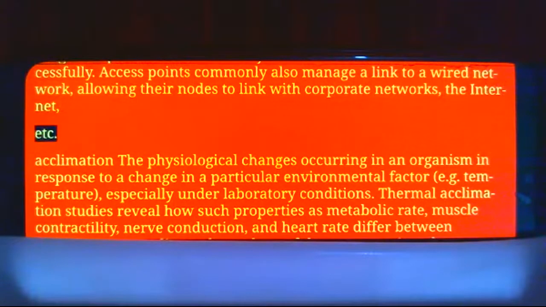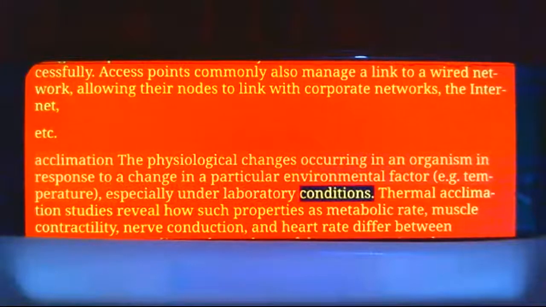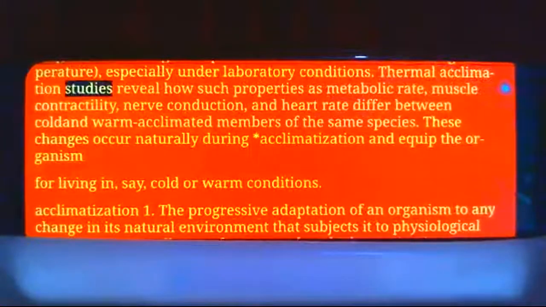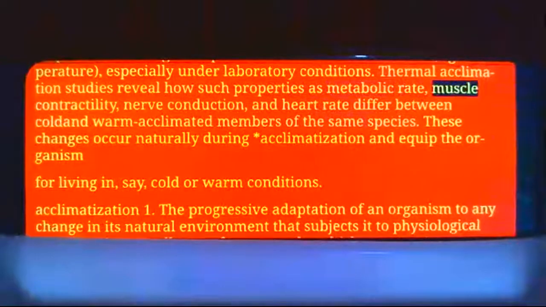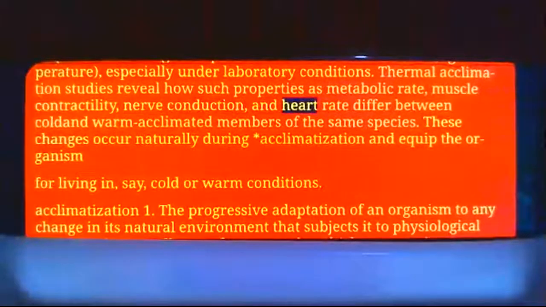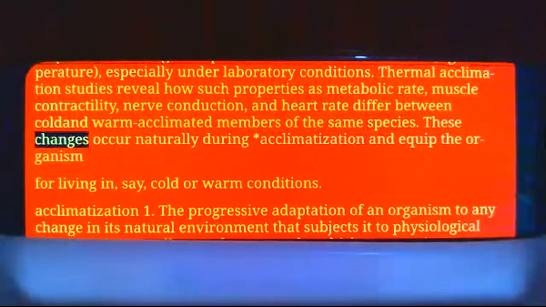Acclimation: the physiological changes occurring in an organism in response to a change in a particular environmental factor, e.g. temperature, especially under laboratory conditions. Thermal acclimation studies reveal how such properties as metabolic rate, muscle contractility, nerve conduction, and heart rate differ between cold and warm acclimated members of the same species. These changes occur naturally during acclimatization and equip the organism for living in, say, cold or warm conditions.